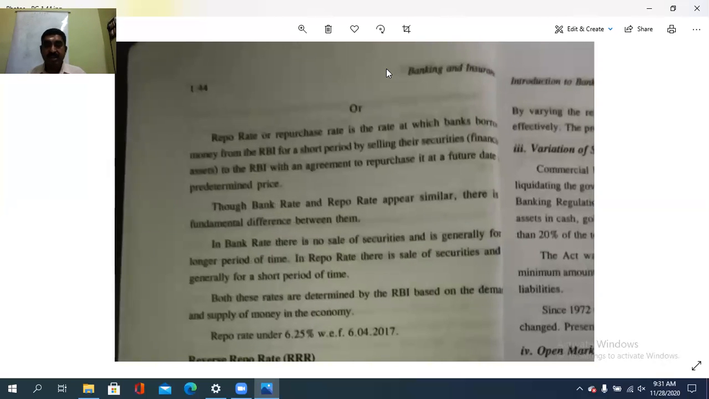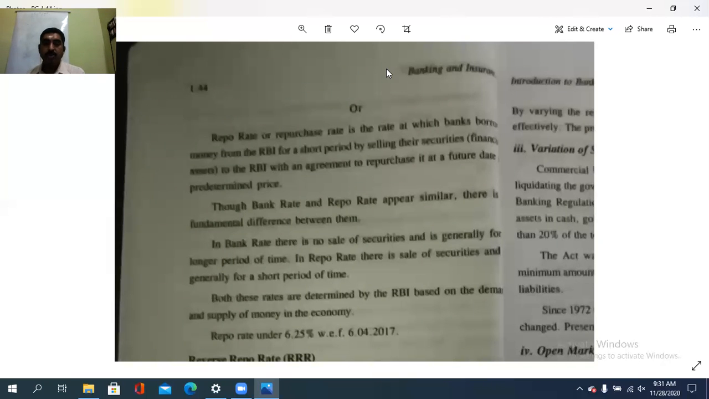It is the rate at which banks borrow money from the RBI for a shorter period by selling their securities to the RBI with an agreement to repurchase it at a future date for a predetermined price. We need to repurchase the item. What item? The financing asset, that is, the securities, sold to the RBI for such credit. The rate for that is the repo rate or the repurchase rate.